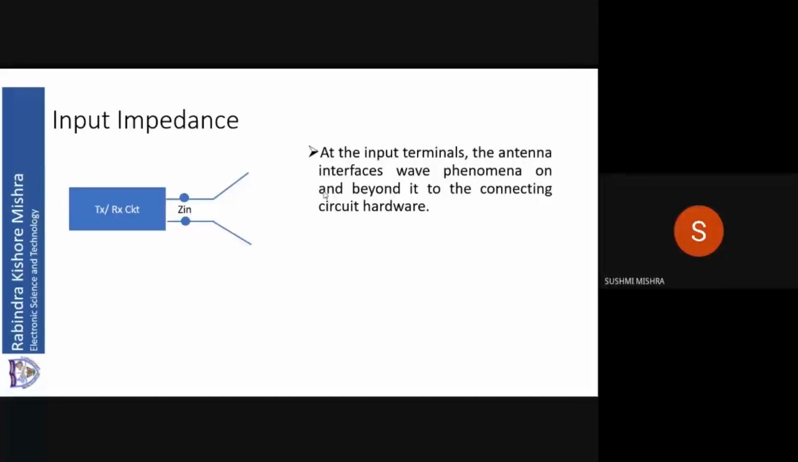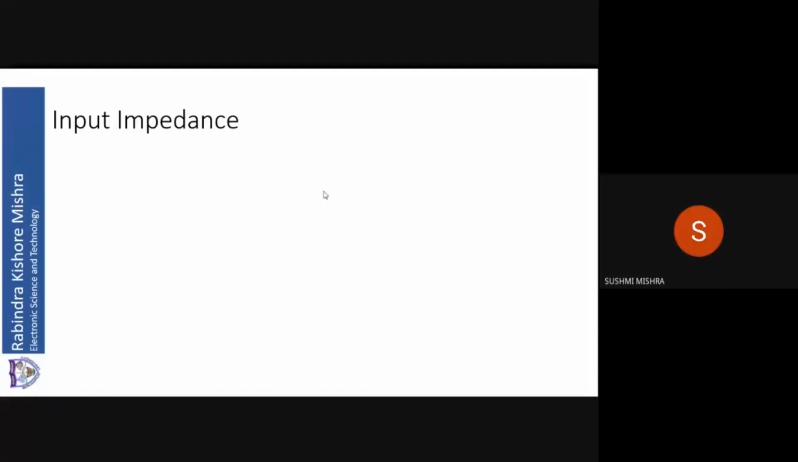I am giving you 4 choices. It is a multiple choice question. You have a matched source to a load, and the power or energy received in the load will be how much? 100%, 75%, 50%, 25%. If I give you 4 choices, what will happen? What will be your answer?